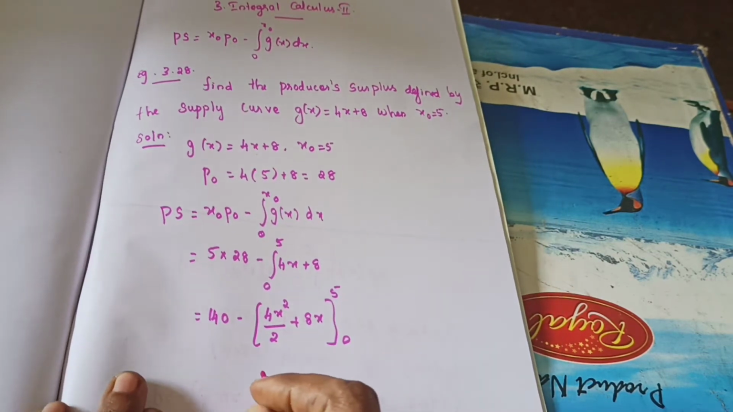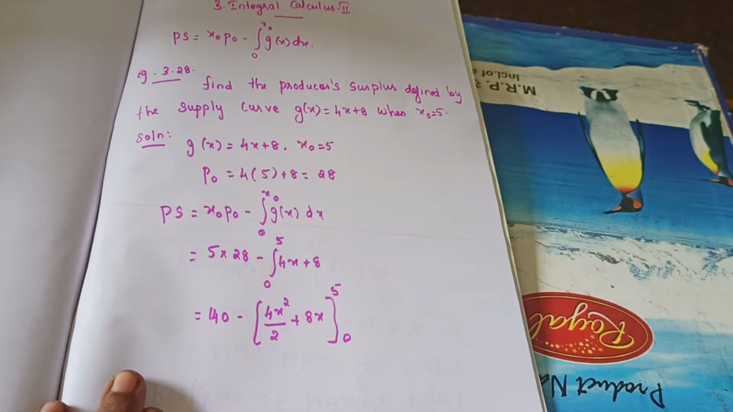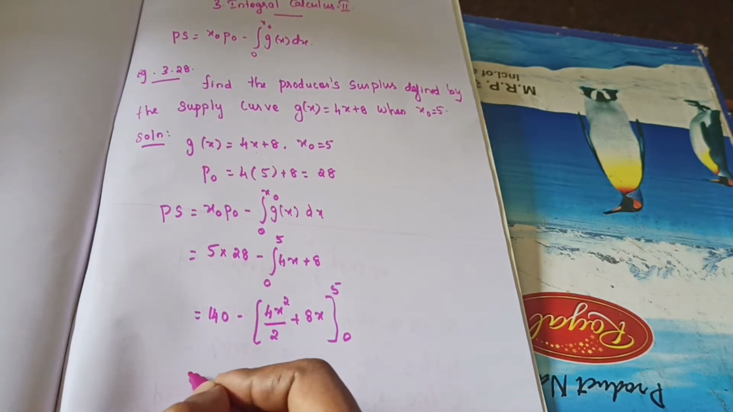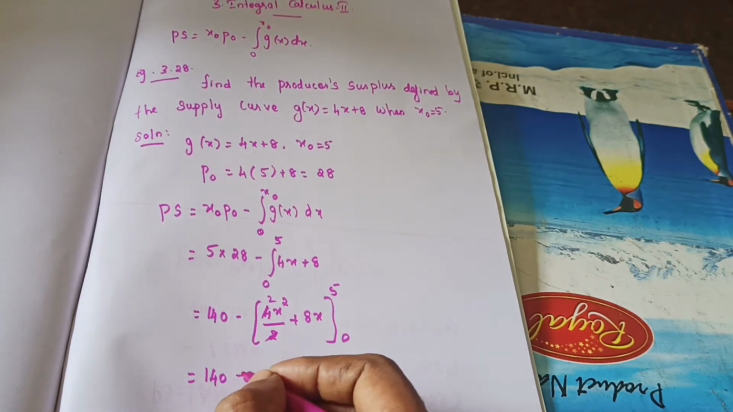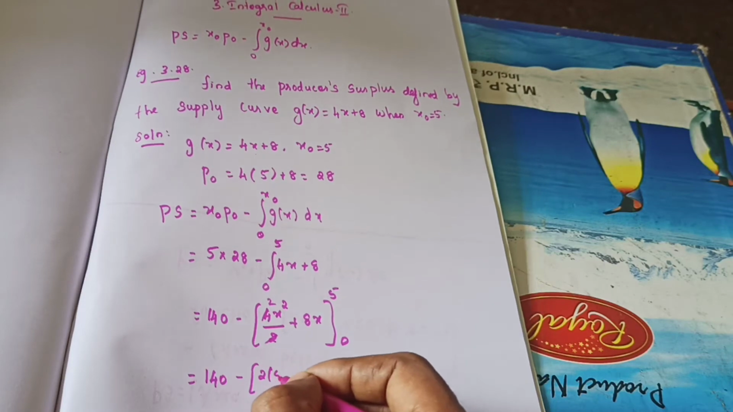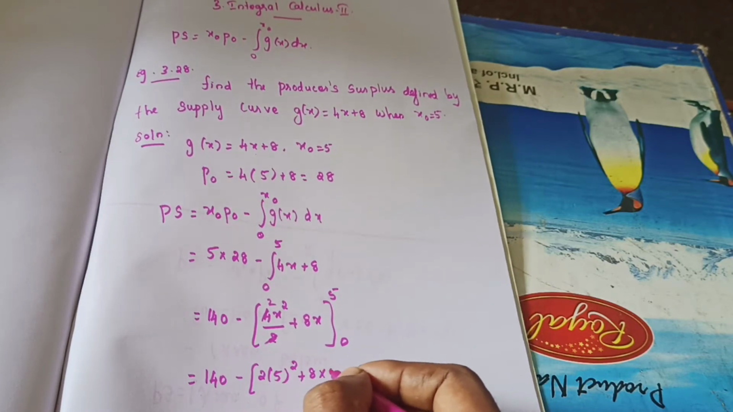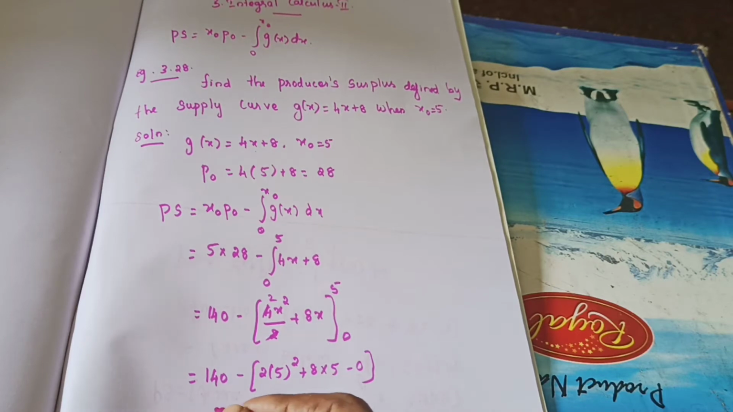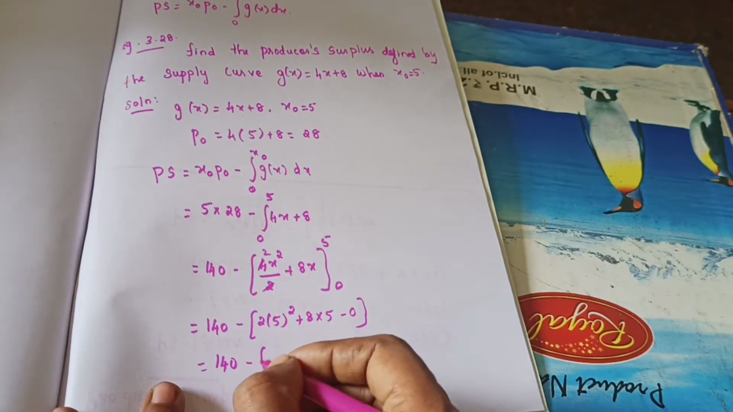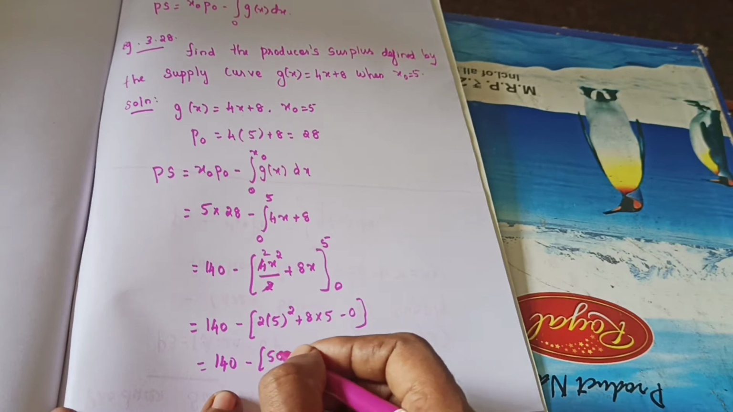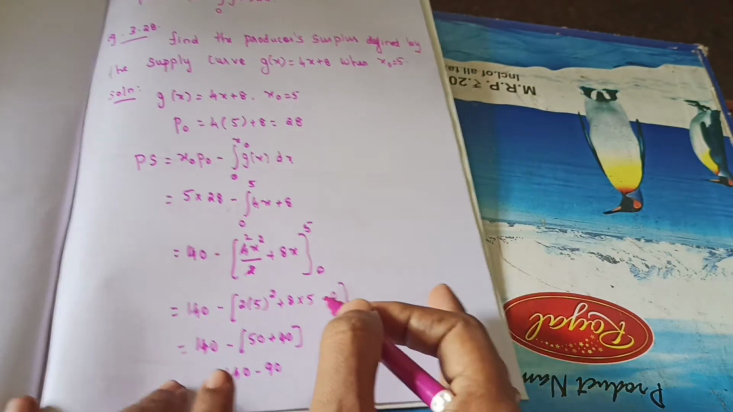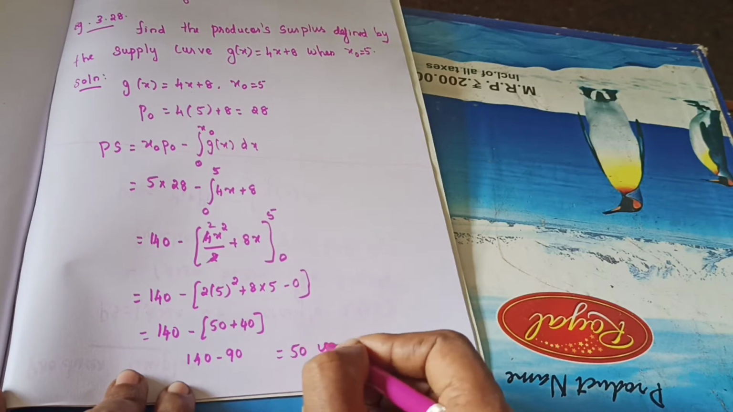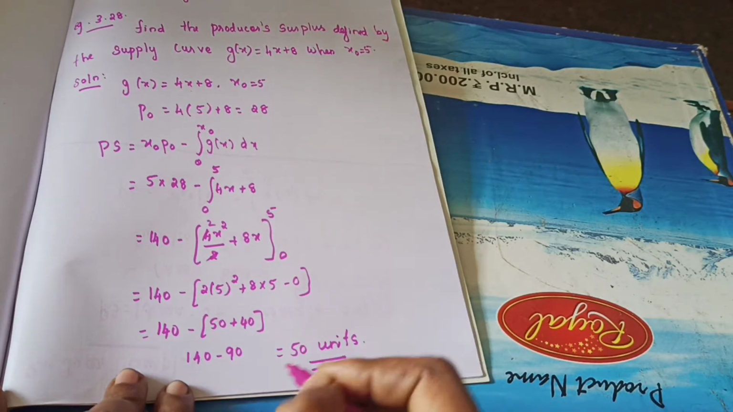If there is a limit, you do not need to put the integration constant. So that equals 140 minus, apply upper limit minus lower limit, 2 into 5 square plus 8 into 5 minus 0. So that is 140 minus 2 into 25, which is 50, plus 40. So 140 minus 90. How much will we get? 50 units. This is the answer.